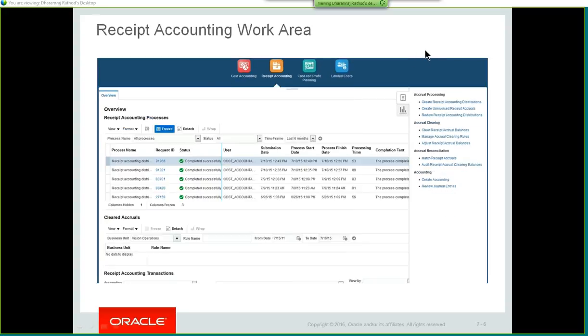I'll quickly go over the application. Whenever I go over the application, I'll show you those work areas and then take you over various other work areas. Srini already talked about the receipt accounting work area, so I'm not going to go over it.